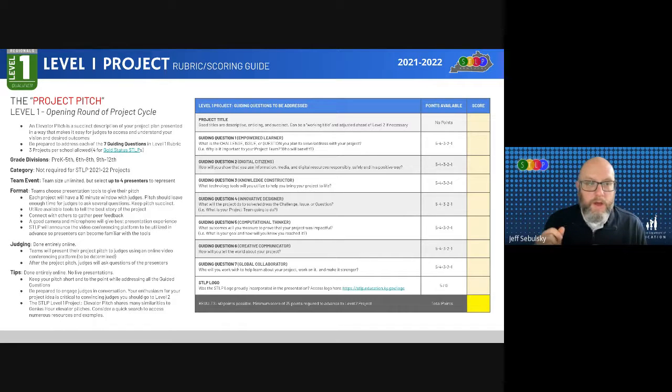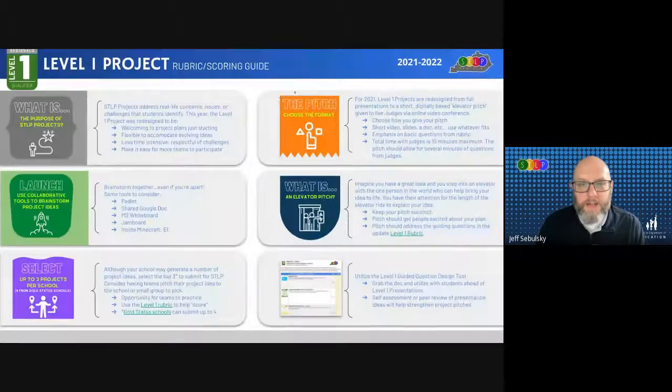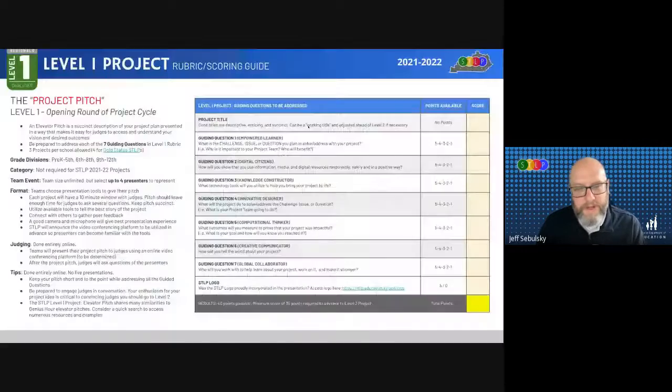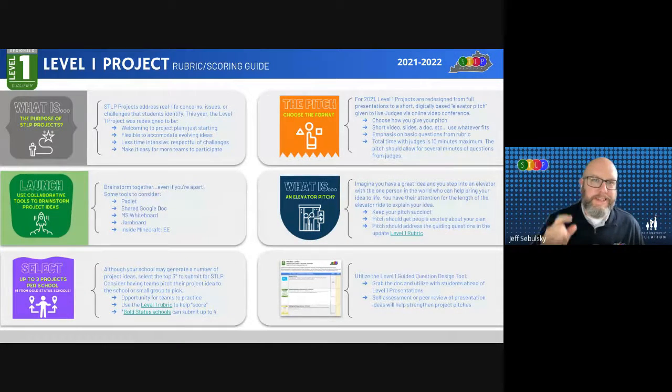Now, to be clear, I'll even jump back one. To be clear, we are talking about the project pitch. We are not looking for completed projects at level 1 regionals. What we are talking about is a short, concise elevator pitch for our project idea. Remember, go back to that implementation statement. What's our project about? They've answered those basic questions.